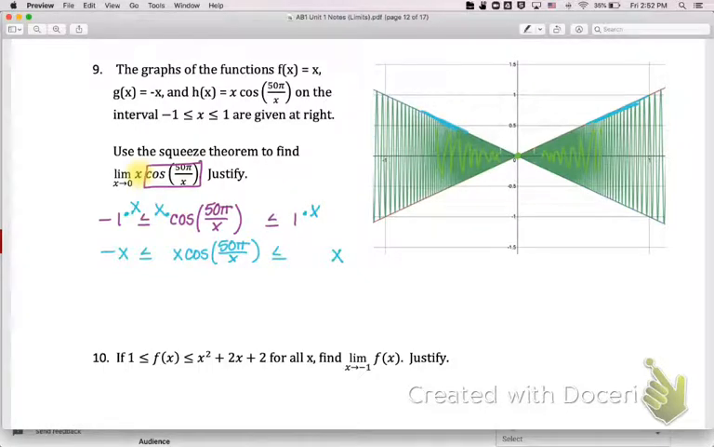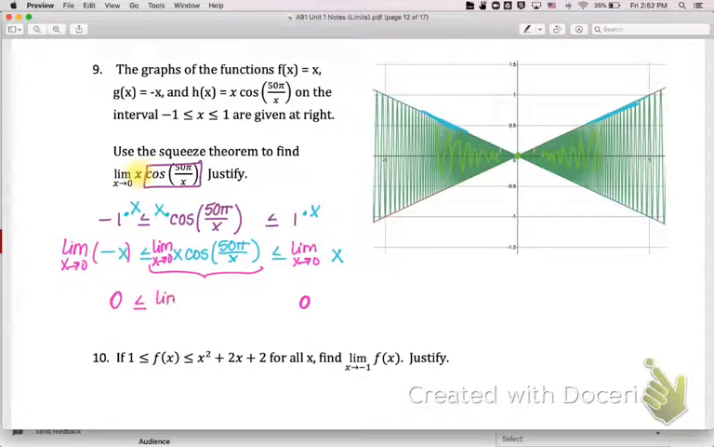So in this case, the limit I want is the limit as x approaches 0. I'm going to take the limit as x approaches 0 of negative x, the limit as x approaches 0 of the middle, and the limit as x approaches 0 of the right-hand side. Now, I still don't know what the middle will be, but the limit as x approaches 0 of negative x, you can just substitute in 0 and we get 0. And the limit as x approaches 0 of x on the right, I can substitute in 0 and I just get 0.